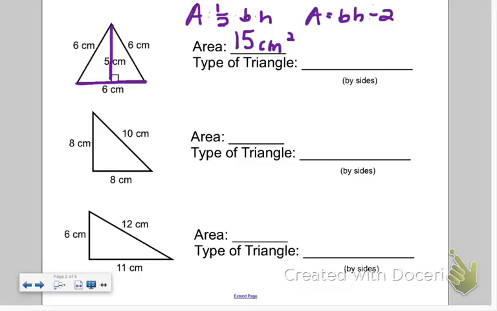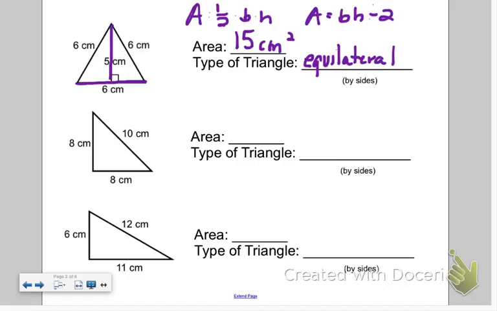Now let's talk about what kind of triangle this is. We're going to name it by its sides. I know some of you may look at it and go, oh, it's an acute triangle because all the angles are acute angles. And you would be correct. But if we're naming it by its sides, this is an equilateral triangle. In an equilateral triangle, all the sides are exactly the same. So every side of this triangle is 6 centimeters. So they're all equal, hence the name equilateral.